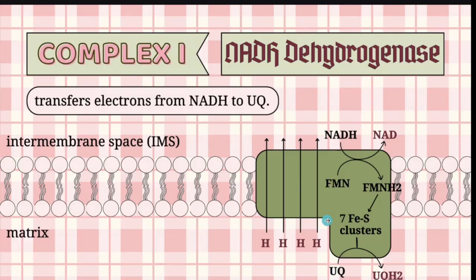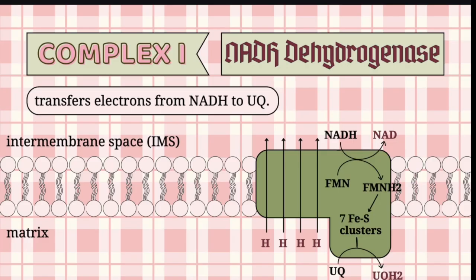And so basically the effect is that 4 channels in the membrane domain will open so that it can pump 4 protons from the matrix into the IMS. So you should know that complex 1 pumps 4 protons from the matrix into the IMS, okay?